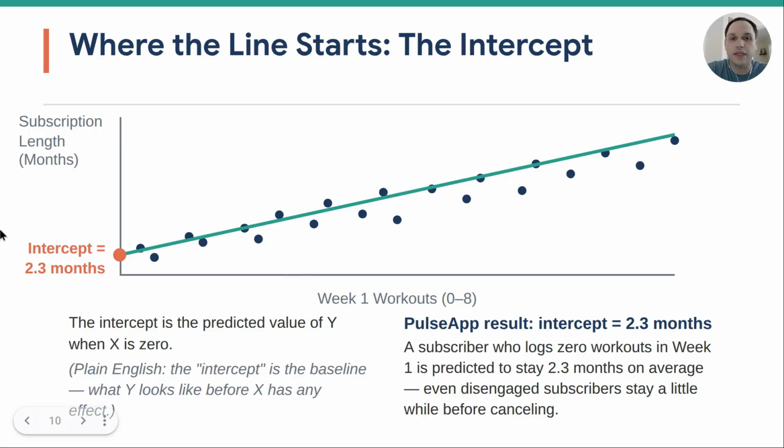The regression line has two defining features: the slope we just covered, and the intercept, the point where the line crosses the vertical axis, which is the predicted value of Y when X is 0. For PulseApp, the intercept is 2.3 months. That means a subscriber who logs 0 workouts in their first week is predicted to stay 2.3 months on average. That's the baseline, the starting point before workout count has any effect. It tells you that even the most disengaged subscribers tend to stay a couple of months before canceling, which makes sense. They signed up for something, gave it a brief chance, and then moved on.